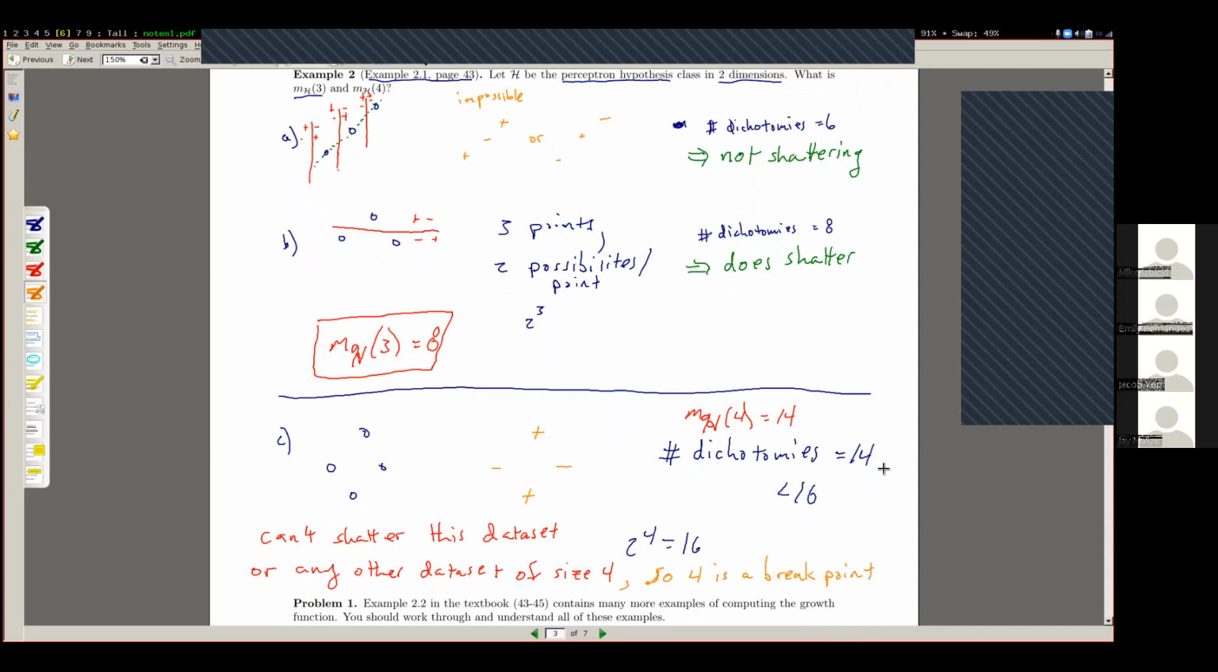Yes, the question is, can I go over again how I got 14 here? The answer is that if you try all possible combinations, then you'll see that there's going to be 2 things that you can't label. This one right here and the opposite of it, negative, plus, plus, minus. All the other possible combinations you can label. So if there's 16 possible combinations, and 2 of them you can't get, then you'll get 14 possible dichotomies that you can achieve.